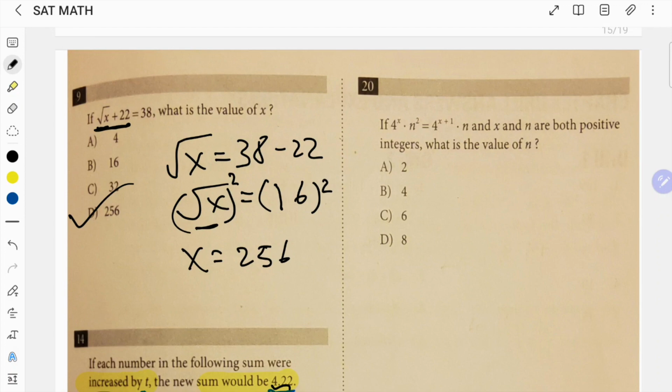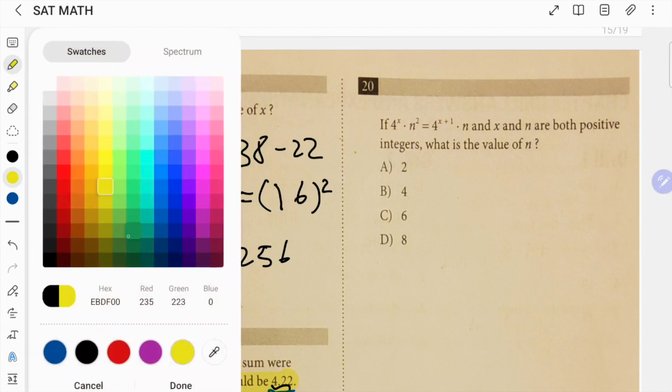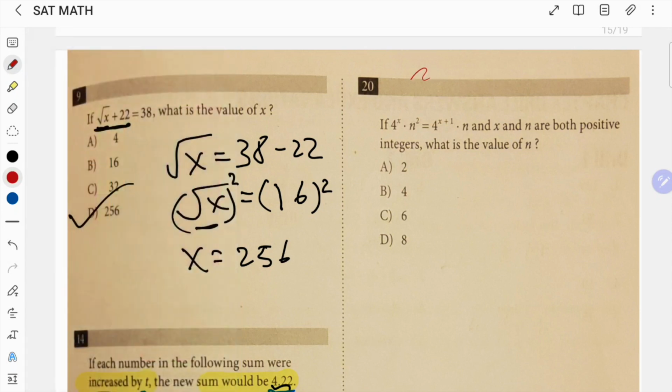Alright, moving on to the last question. Here, this is a really tough one, so I would ideally mark this question as a very important question. Alright, let's start. If 4 to the power x into n squared equals 4 to the power x plus 1 into n, here x and n are positive integers, what is the value of n?